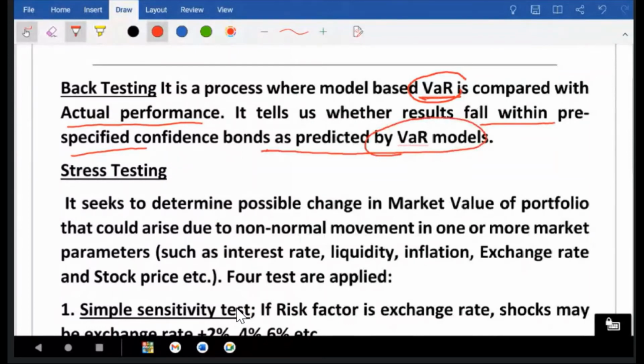Another one is stress testing. It seeks to determine the possible change in market value of a portfolio that could arise due to non-normal movement in one or more market parameters such as interest rate, liquidity, inflation, exchange rate, and stock price. And this is called stress testing. And for this purpose, here are the 4 tests that we can apply.